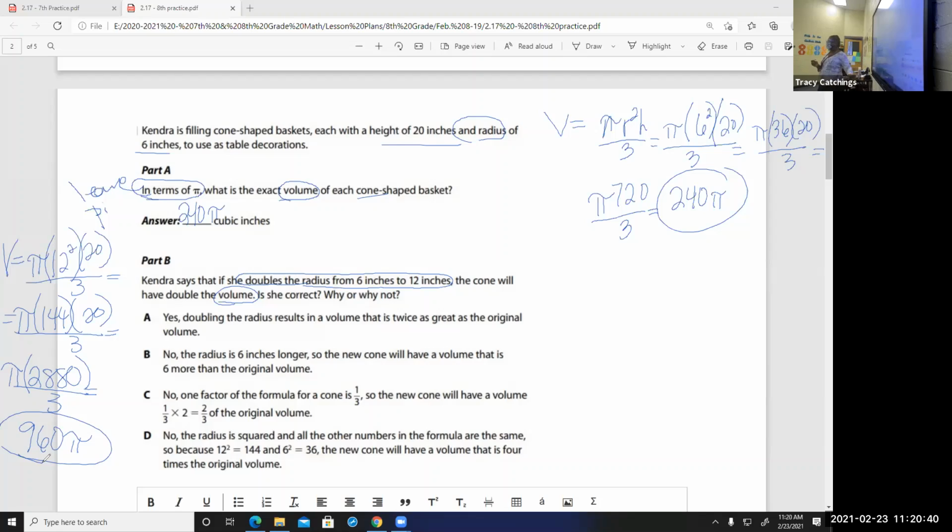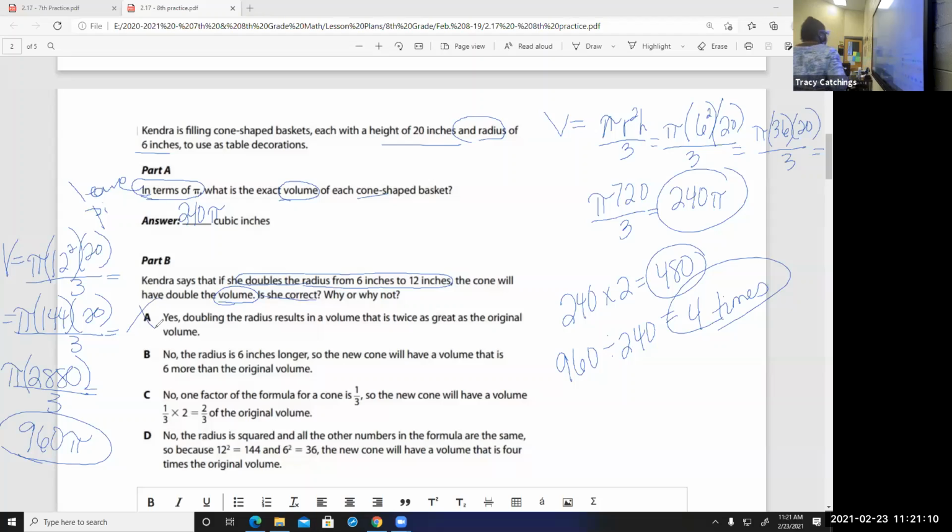Okay, so it's 240 times 2, 480. So ask ourselves, what is 960 divided by 240 to see how many times it increased? Not 3, because 48 plus 48 is 96. It's 4. So it's 4 times greater. All right, so we already know she was not correct. So then look at B, C, and D closely and think about which one could possibly be our answer.